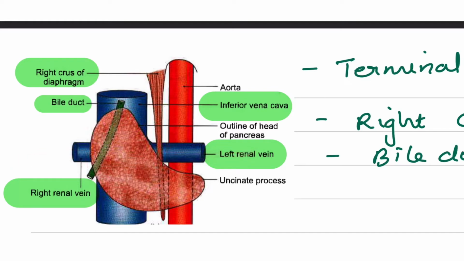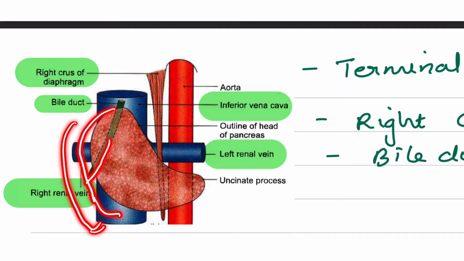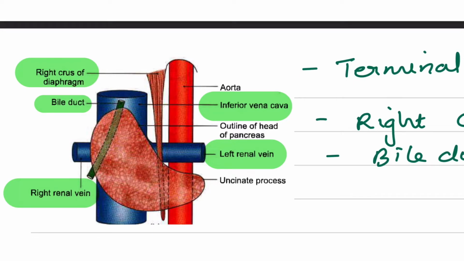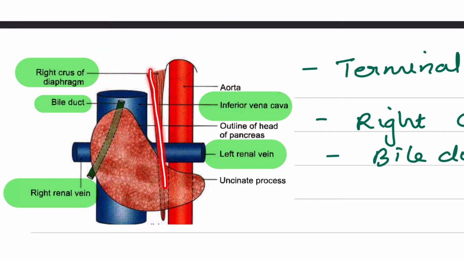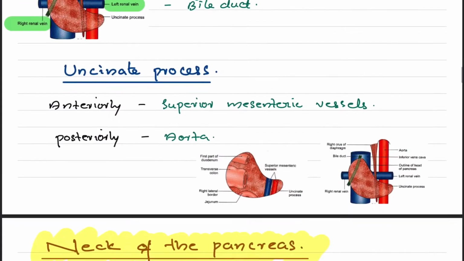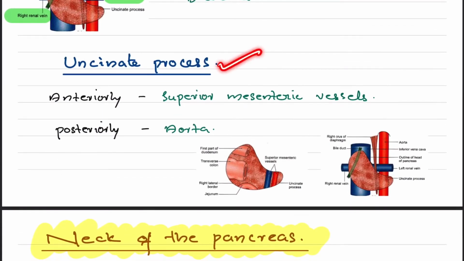I have mentioned we have the second part of duodenum here. So the bile duct is opening into the second part of duodenum. So the terminal part of bile duct is also present posterior to the head of pancreas. And we have our liver here and we have a diaphragm here. So this is the right crus of diaphragm. Next we'll discuss the uncinate process.